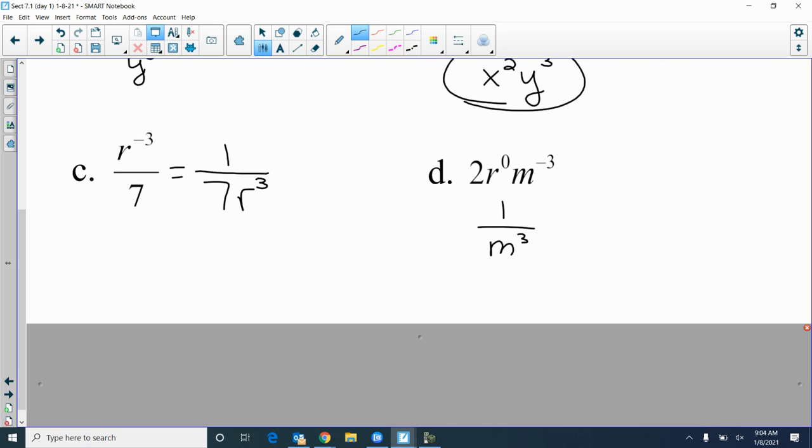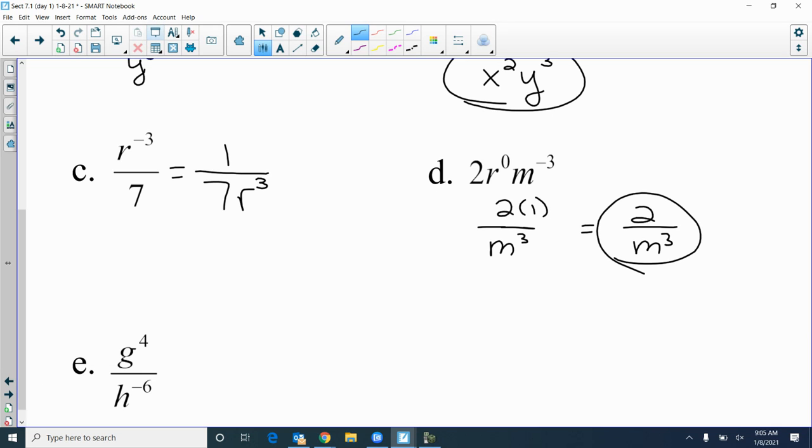He did something wrong. Everybody fix it. Zach? You need to multiply the 2 by the 1, and there's a 2 over m cubed. It will be 2 because the 0 only goes to the r. The 2 does not get affected by that, so the 2 still stays. Technically, the r to the 0 becomes a 1, but when you multiply them together, your final answer is 2 over m cubed. That 2 does not move to a 1.